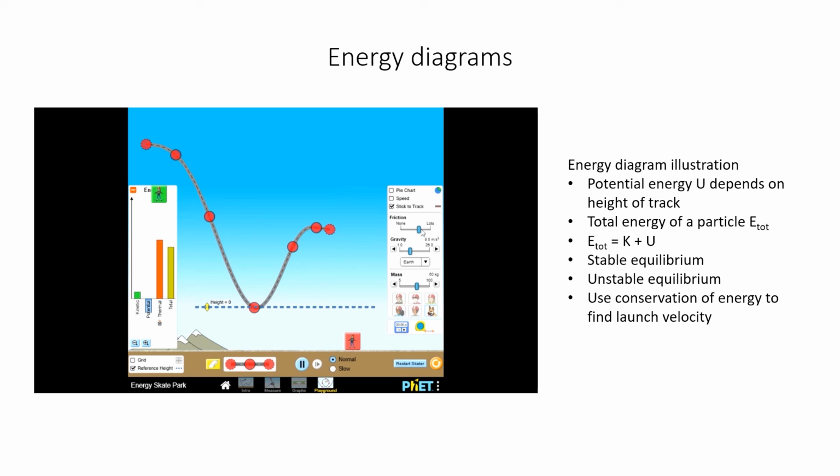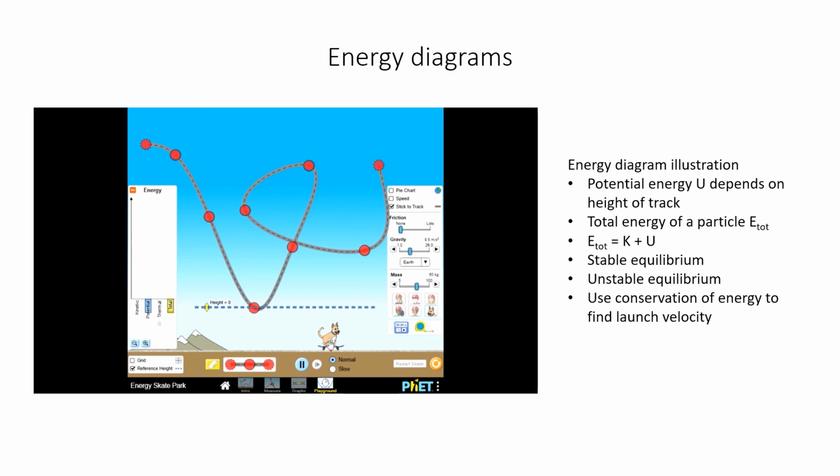I bump up the friction even more. I can show that he's going to go not quite so far. I could use conservation of energy to figure out how far he could go. I could figure out the launch velocity at the end of the ramp. Then use kinematics to figure out how far he would fly through the air.